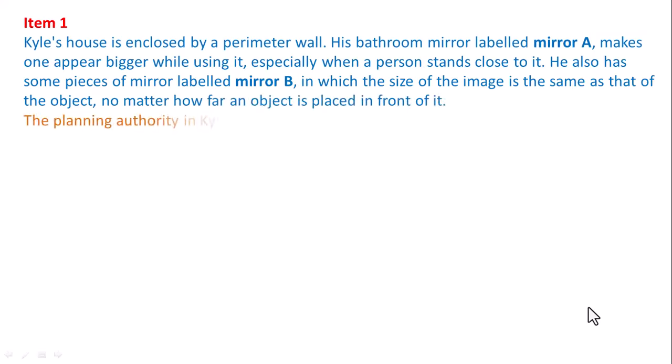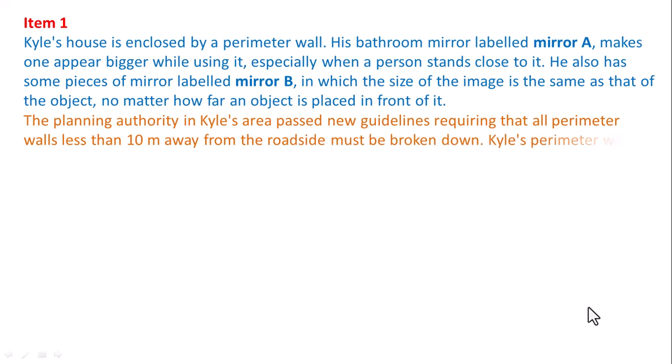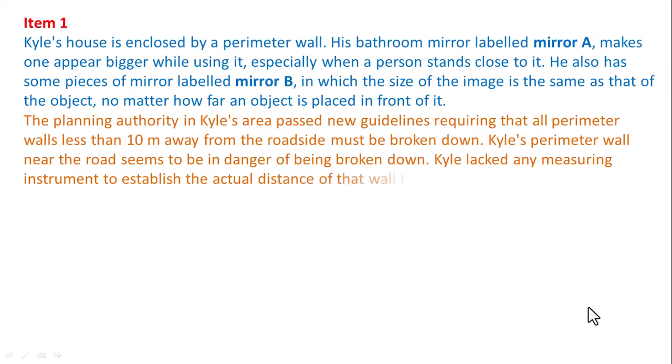The planning authority in Kyle's area passed new guidelines requiring that all perimeter walls less than 10 meters away from the roadside must be broken down. Kyle's perimeter wall near the road seems to be in danger of being broken down. Kyle lacked any measuring instrument to establish the actual distance of that wall from the roadside.